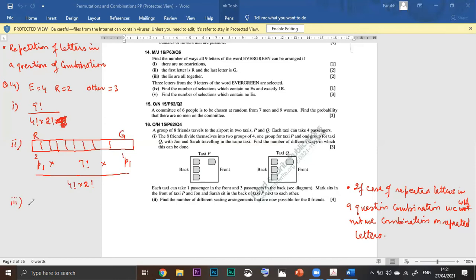Part number 3. The E's are all together. Okay. 1, 2, 3, 4, 5, 6, 7, 8.